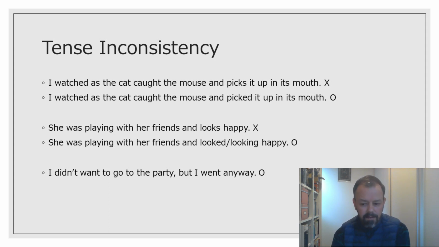And this is further displayed in the final example sentence. I didn't want to go to the party, but I went anyway. And we're going to talk about this use of did later, but you can see did is the past form of do. Then we have go in the present tense, and then we have went in the past tense. So it's a kind of a mess of tenses, but this sentence is correct.